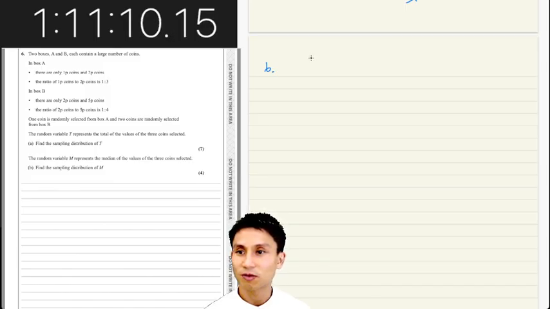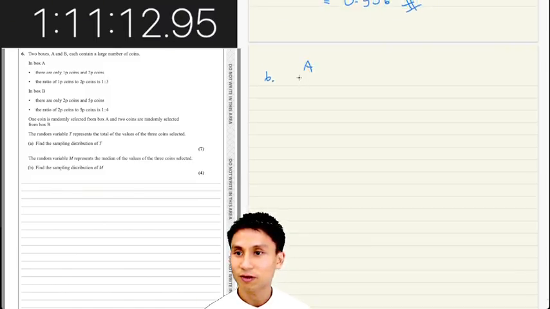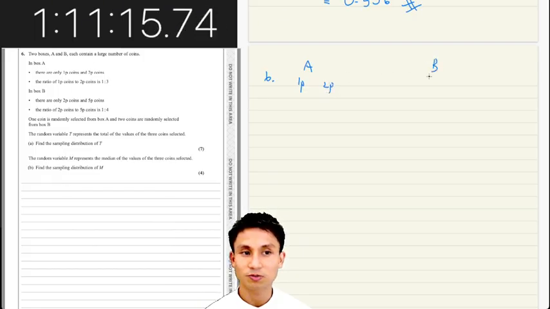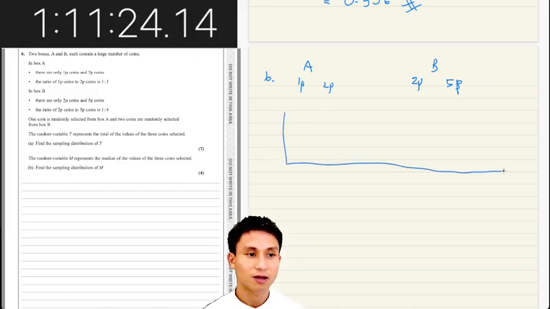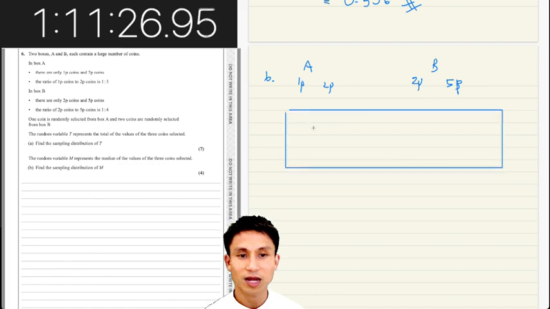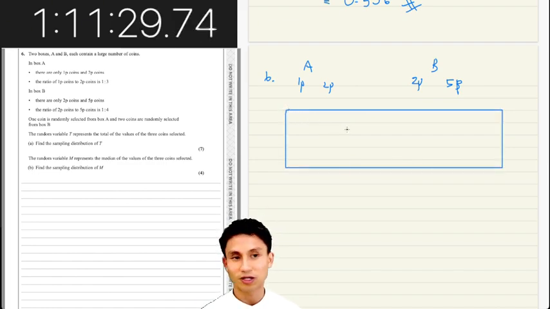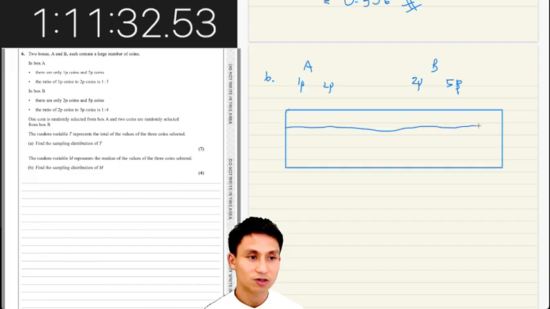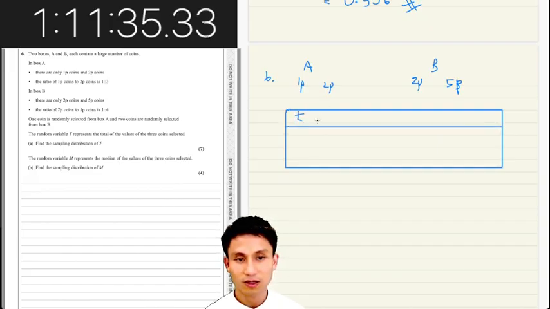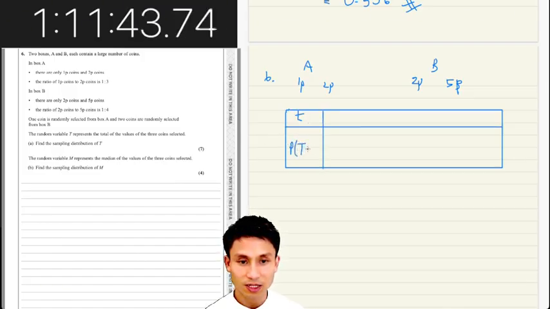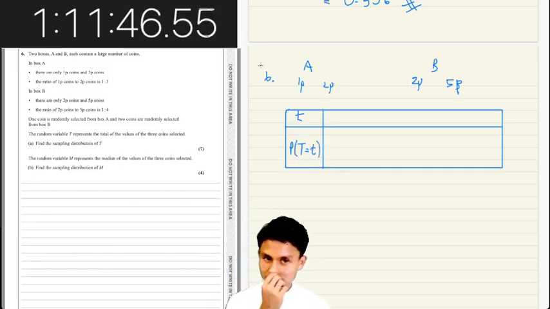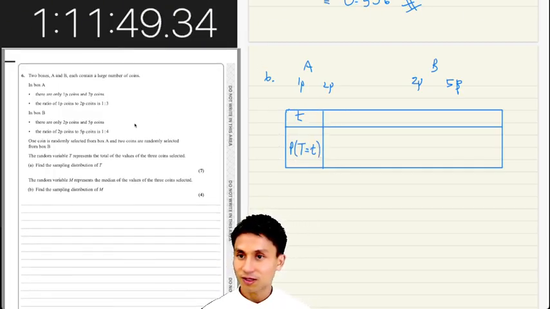So one coin from box A, which only has 1 pence and 2 pence, but box B only has 2 pence and 5 pence, right? So we've got to think about the cases first. By that I mean, what are the cases that you can add up all the money from each coin to be? That will be the top part here, the value of a little t. Because we are doing the random variable big T, that will be the probability of big T equals small t. So we're just going to find the cases first.